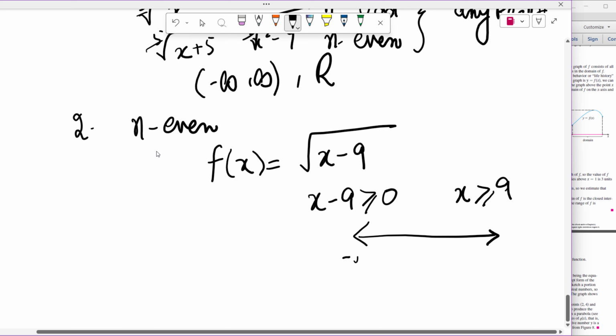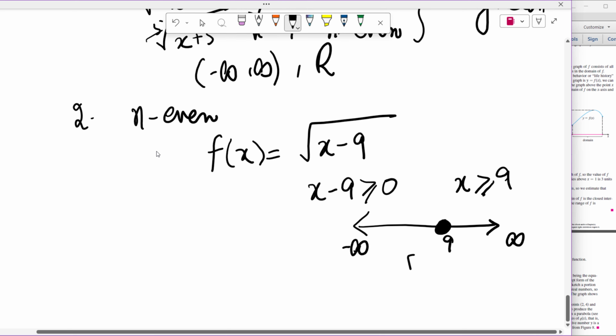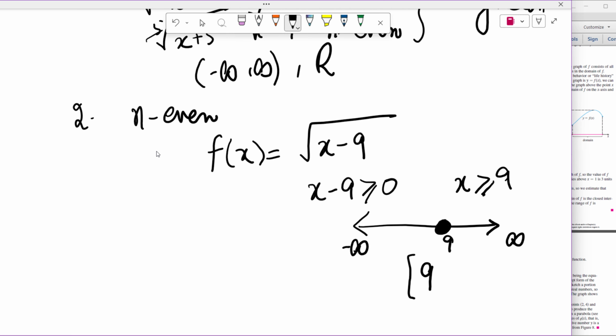On the number line, from minus infinity to plus infinity, here is the number 9. Now the number 9 is included because of this equality, so I have used a filled circle. So the domain will be 9 to infinity. I have used the square bracket because 9 is included, going up to infinity.